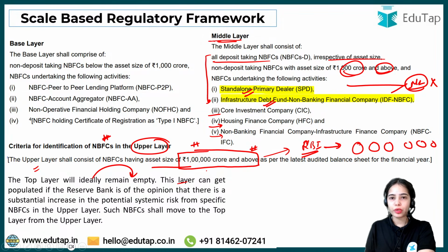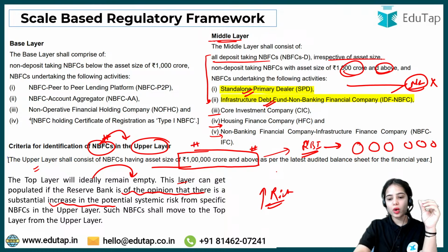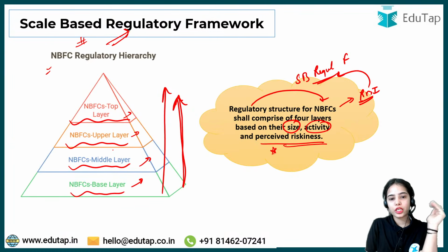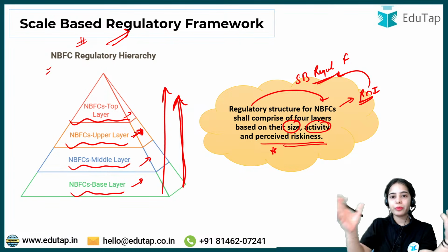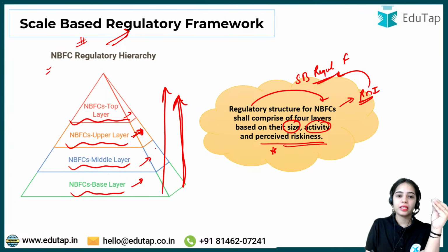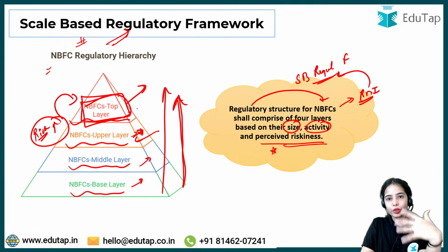This layer can get populated if the RBI is of the opinion that there is a substantial increase in the risk from specific NBFCs in the upper layer. See, as you go higher, the more risky the NBFC is. The large NBFCs, with an asset size of 1 lakh crore and above, are kept in the upper layer. Now if the RBI feels that the risk of the upper layer NBFCs is increasing, they will be put in the top layer.